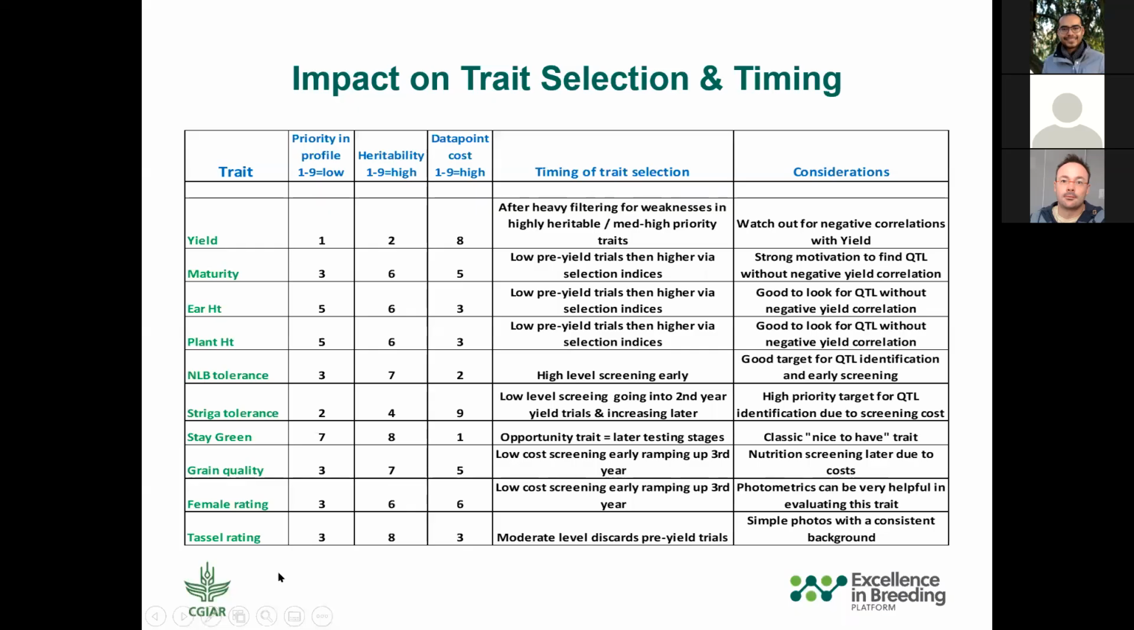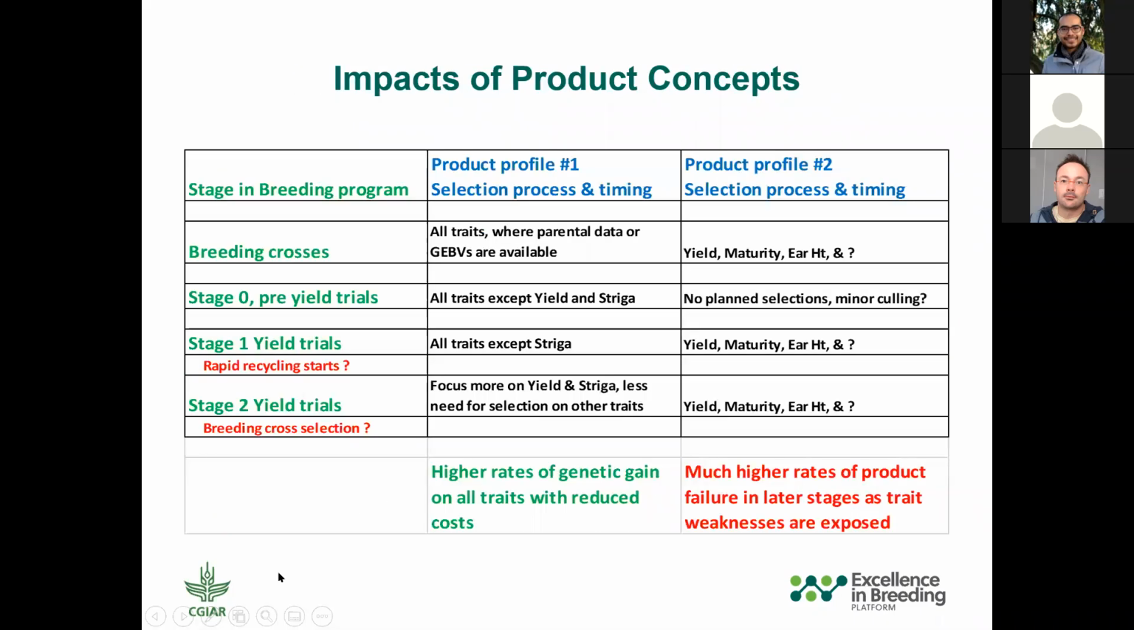So again, I'm just trying to give you an idea of how understanding these traits and their importance and cost and so on would come into the process. Now I'm going back to these two fictional programs with different product profiles, and we're starting up here at breeding crosses. In the program that has the better product profile that I'm recommending, we're going to select for all traits where parental data and GEBVs are available.